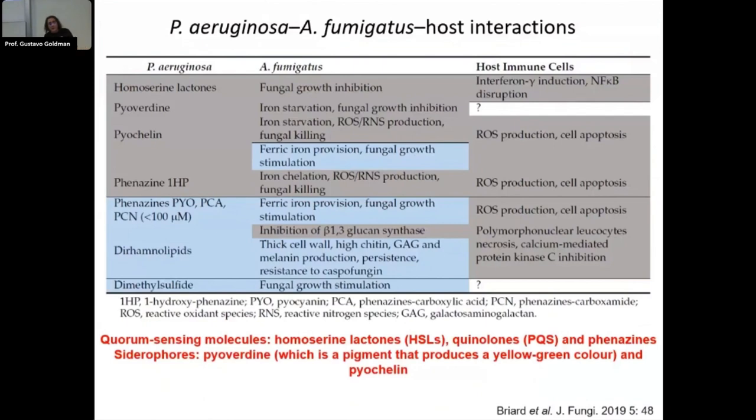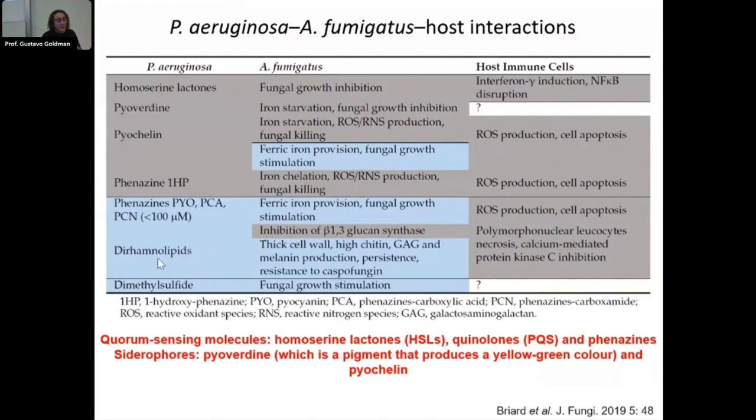What is Pseudomonas doing? Pseudomonas is producing a lot of different metabolites. And it's also producing quorum-sensing molecules that control the production of many of the secondary metabolites. You have here some products that are important for chelating iron, some products like phenazine that create production of ROS or reactive nitrogen species that can cause trouble to the fungus.